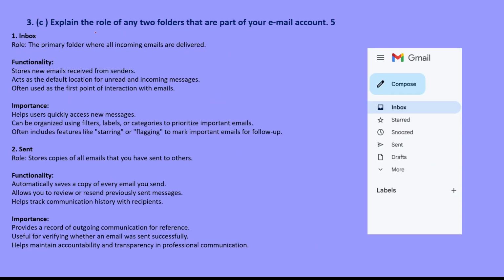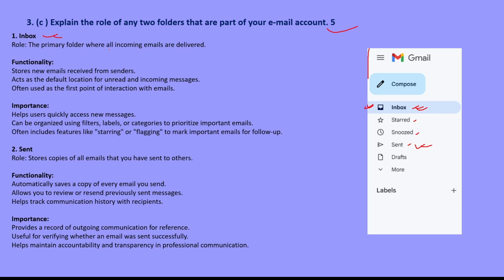Now we move to explain the role of two folders that are part of your email account. As you can see, here is a screenshot of my Gmail account. The inbox comes first, and the most important is the inbox. If you have receipts and emails, they come to the inbox. If you have sent mail, everybody knows about that, so just go to sent mail. So this is a very basic question.